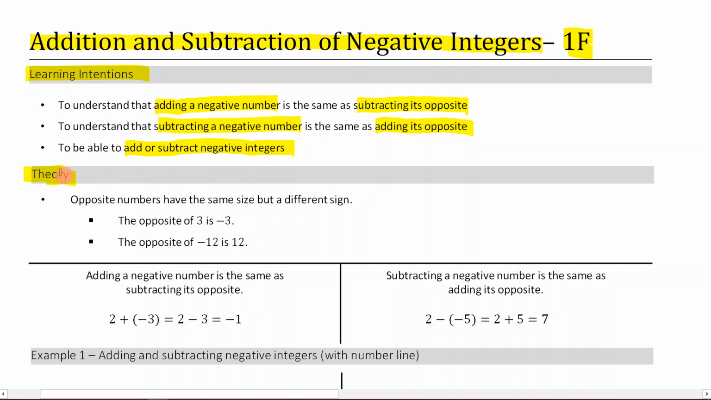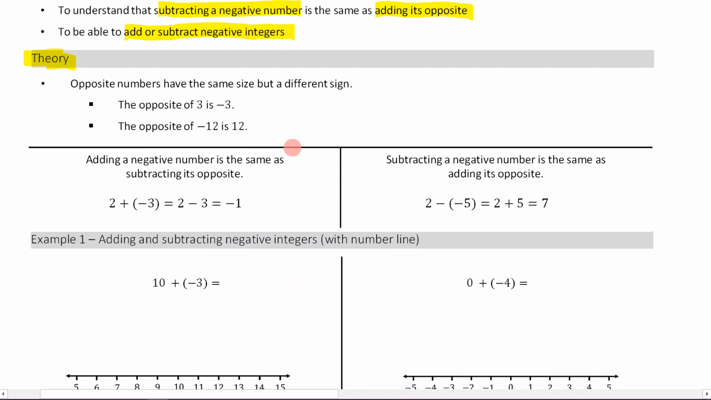Let's begin by going through a little bit of theory here. Opposite numbers have the same size but different sign. So for example, the opposite of 3 is -3. As you can see here, the 3 stayed the same. I just put a negative in front of it, so the sign changed. The opposite of -12 is 12. The 12 stayed the same. I just changed the sign in front of it. It went from negative to positive.